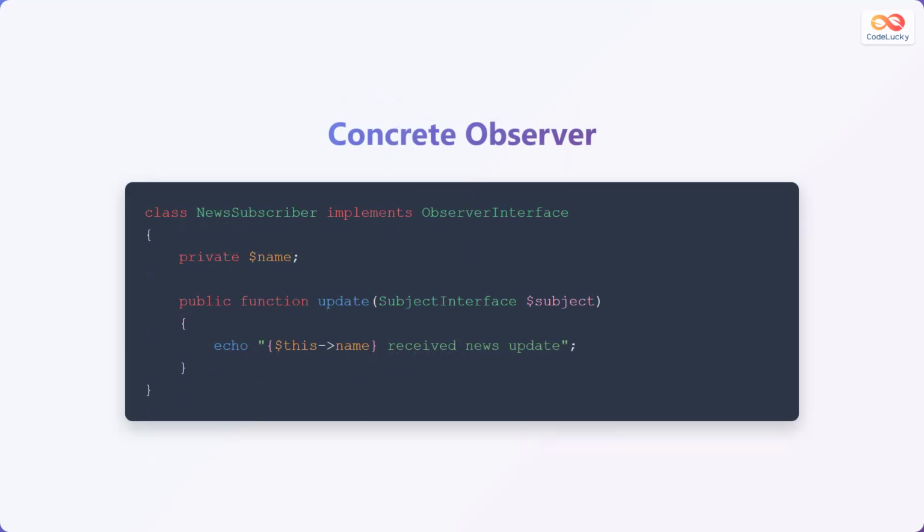And finally, here is a concrete example of an observer class. This class is called NewsSubscriber, which implements the observer interface. It has a name property, and the update method simply echoes a message indicating that the subscriber has received a news update. The update method receives the subject as an argument, so the observer can access any relevant information from the subject.